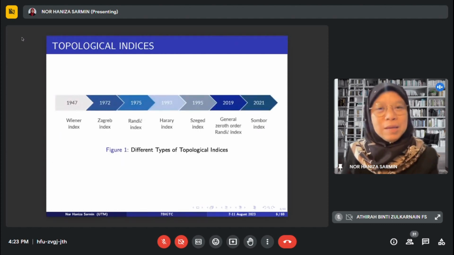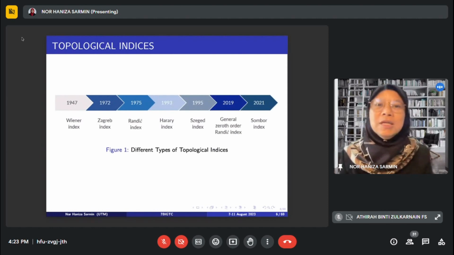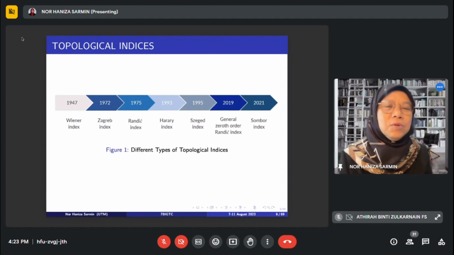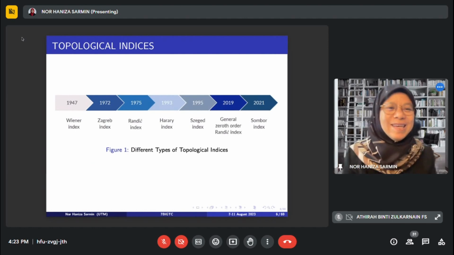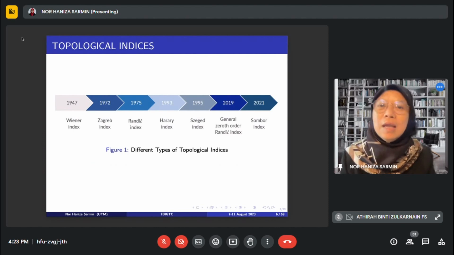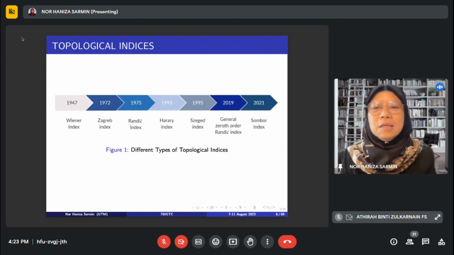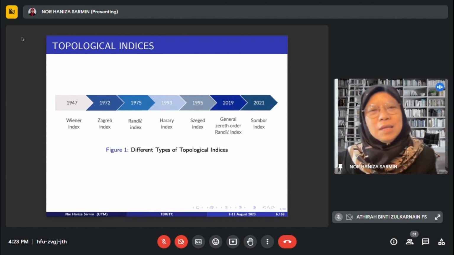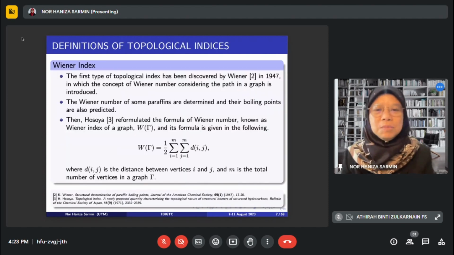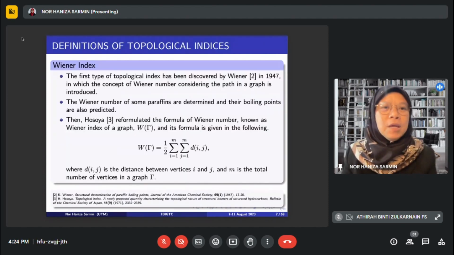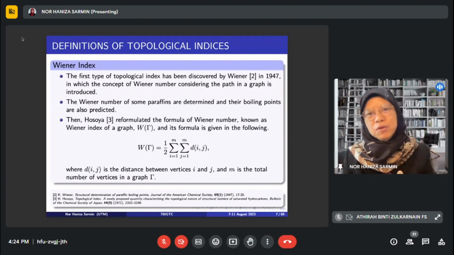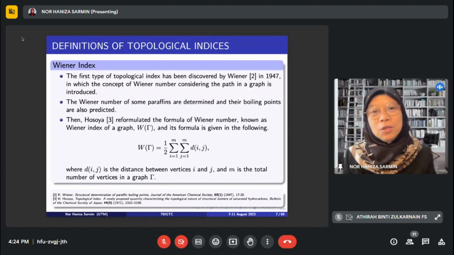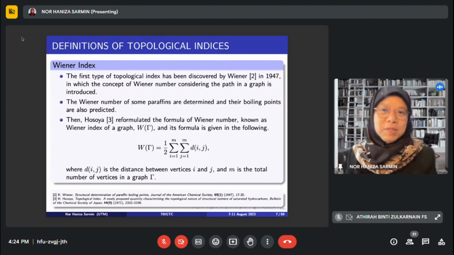So some of the topological indices that I will be sharing this afternoon, or still morning there, are the Wiener Index, Zagreb Index, Randić Index, Harary Index, General Zeroth Order Randić Index, and very recently the Sombor Index. So these are the different types of topological indices. Let me go through the definition of each of these topological indices. Then you will see how we can use the properties of the graph to calculate these indices.